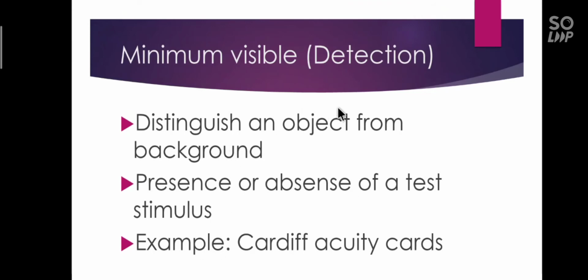Minimum visible, otherwise called detection acuity. It is the ability of the eye to distinguish an object from the background. It is the presence or absence of a test stimulus. That is, it is just to detect whether the test object is present or not. Example for this is Cardiff acuity cards.